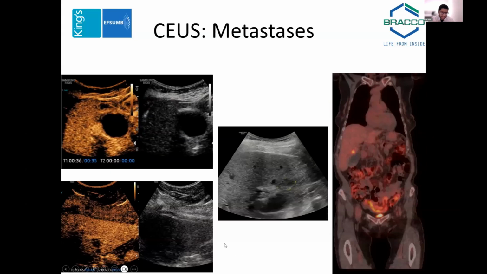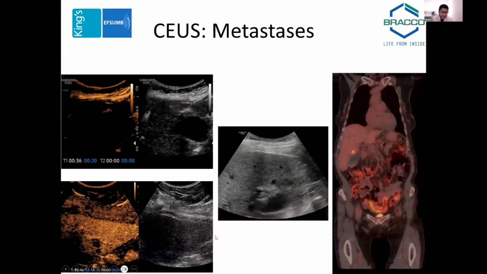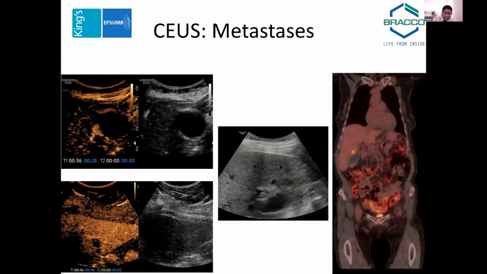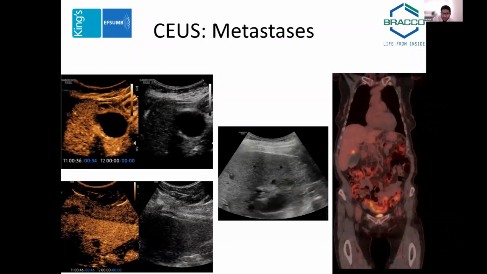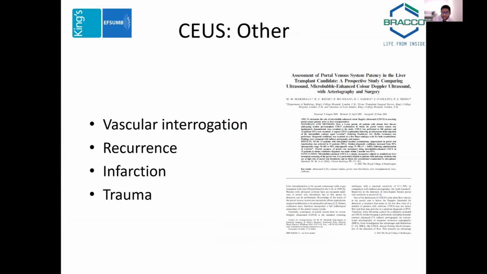You've got the lesion characterized. Sweep through the rest of the liver. Identify those micrometastases that are not able to be fused correctly on the PET, not able to be picked up on the MRI due to the slice thickness. Those lesions that can only be picked up on contrast-enhanced ultrasound.